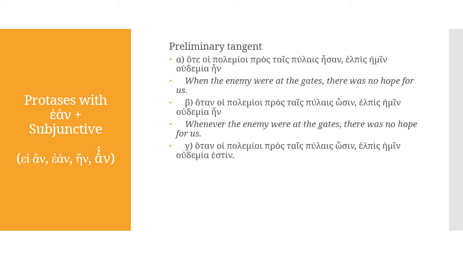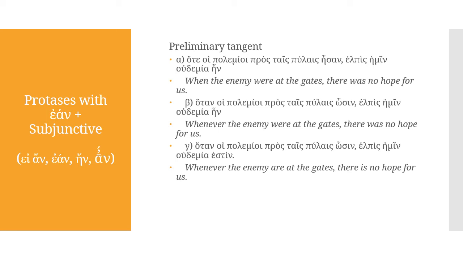Gamma. Hotan hoi polemioi epi tais pulais ōsin, elpis hēmin oudemia estin. Here the shift is in the second part, elpis oudemia estin. Present tense estin. English, whenever the enemy are at the gates, there is no hope for us. So now we've shifted out of the indefinite to something more general. Whenever, and I have no particular definite moment in mind, there is no hope for us. This could be present or future referring.